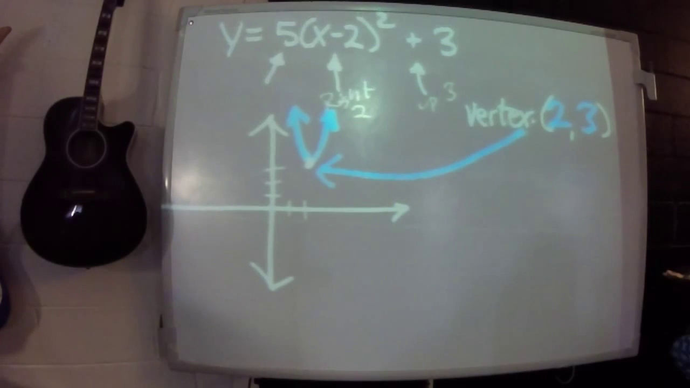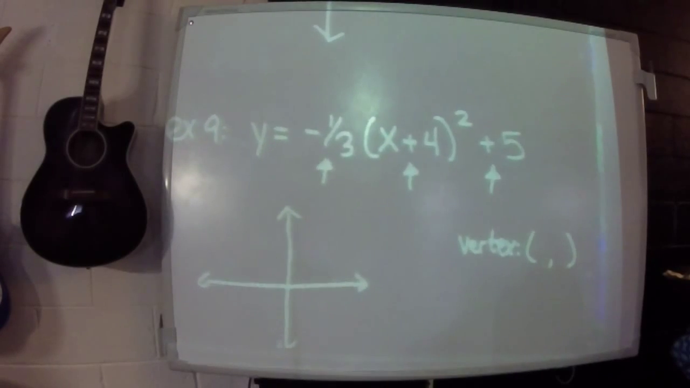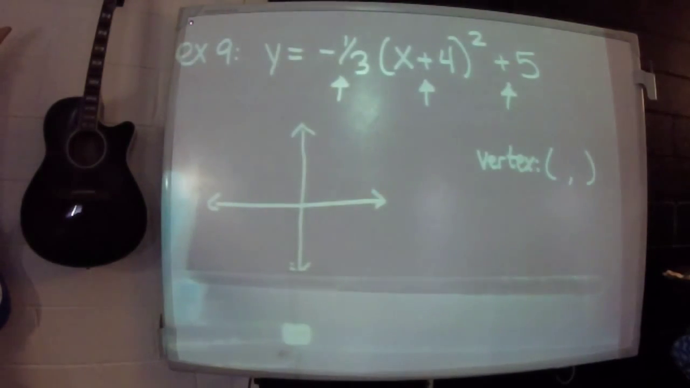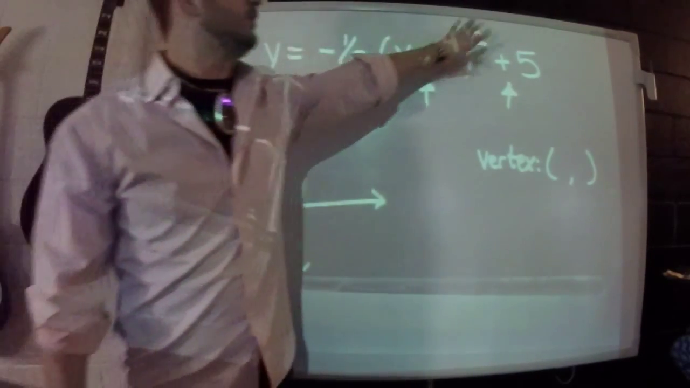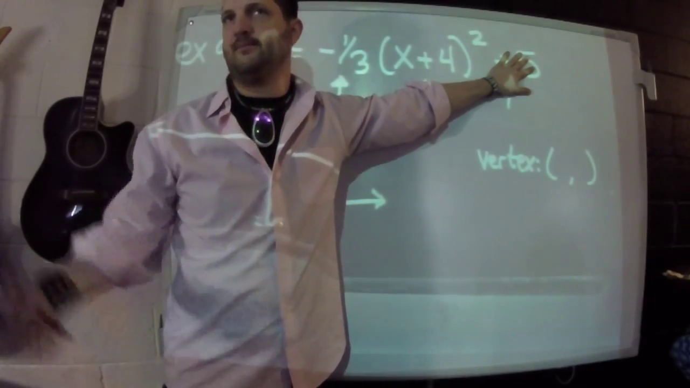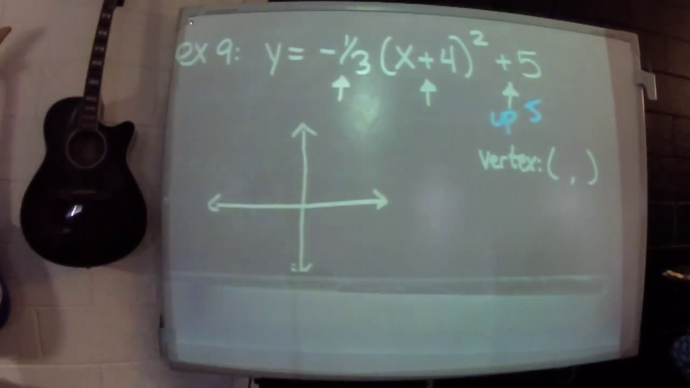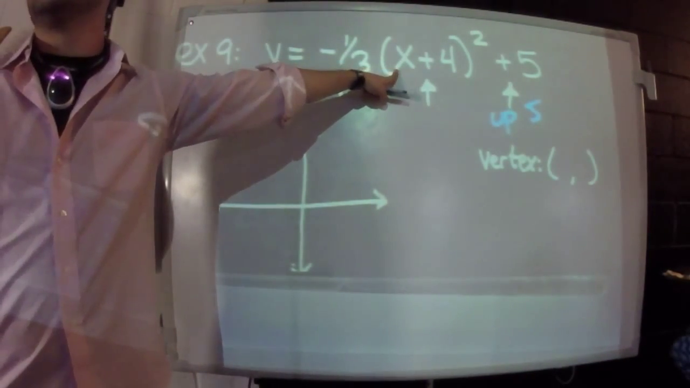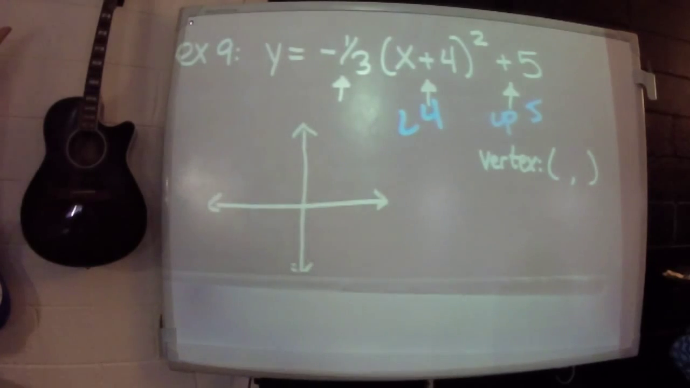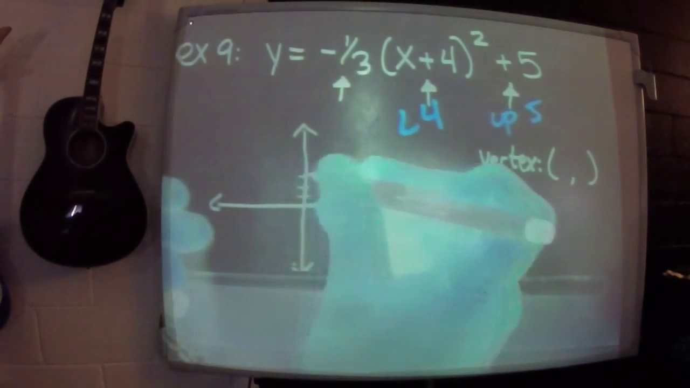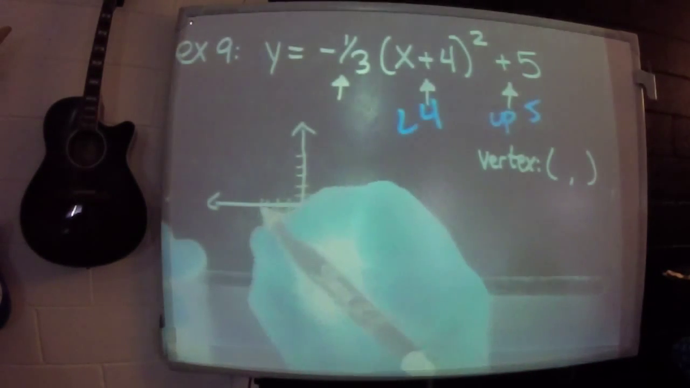We got our last example. I see a negative, I see a fraction, I see some left-right shift, some up-down shift. Okay, we got our U, start right here. What's that 5 do for us? From the parent graph, we went up 5. What's this one do for us? Left 4. I'll just put L4. So I'm going to put those tick marks: 5 this way, and 4 that way. The vertex is left 4, up 5 right here.